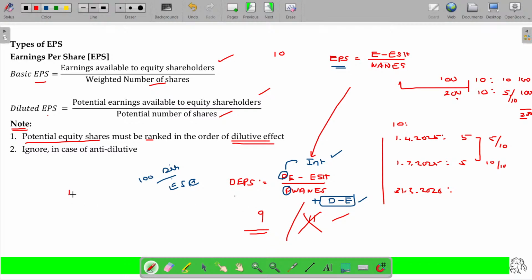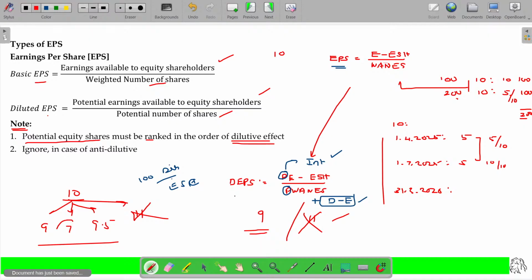For example, 10 rupees, after one change, it may be 9. Another change, maybe it is 7. Another change, it may be 9 rupees 50 paise. Another change, it may be 11 rupees. So this is not a reason for the dilution. Among the three, the most diluting nature will be this one, no? So you have to start with this one, second one being this one, third one being this one. That's how you can rank the diluting effect.